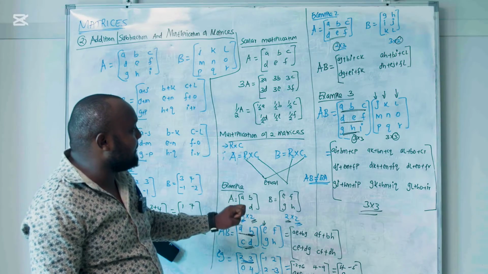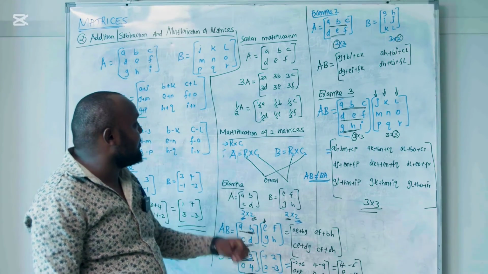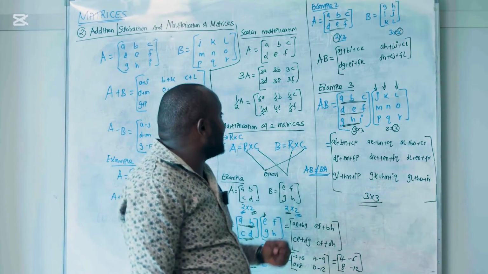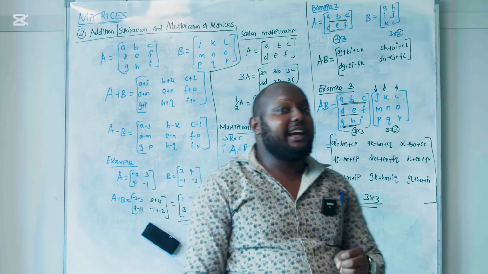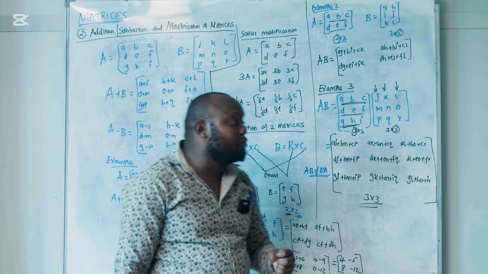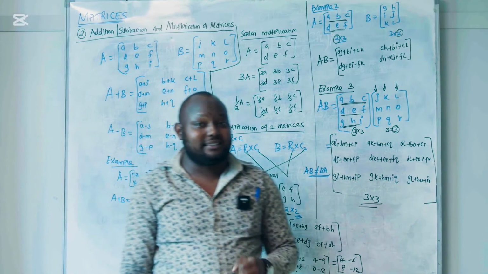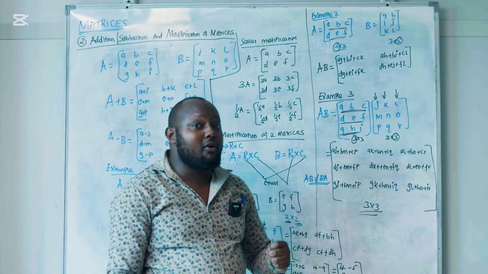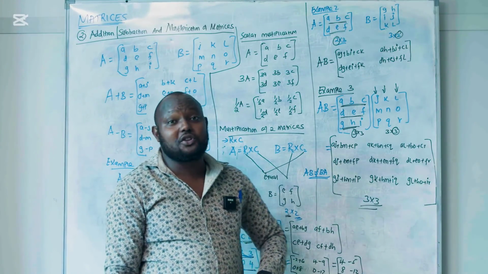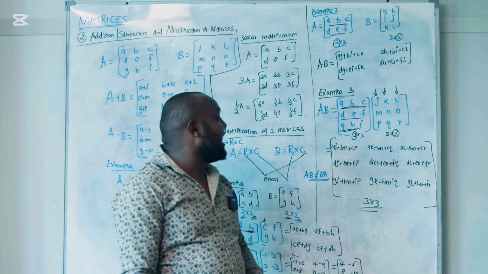This is very important for your own revision, because in our next video we shall look at how we get the determinant and the inverse of 2 by 2 and 3 by 3 matrices, and use the same to solve what we call simultaneous equations of 2 unknowns and 3 unknowns.